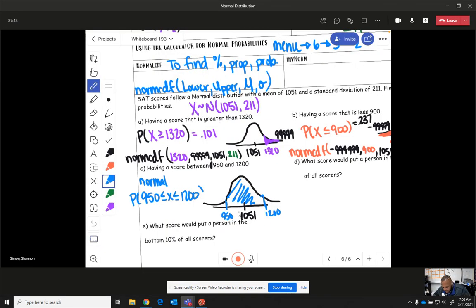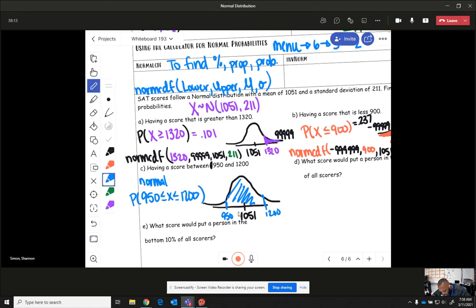So you want to be between, and again, I'm sorry I didn't show this, but having a score between, it said 1950, change that to 950 and 1200. We want to be between, draw your curve. So you're between, remember, leave your curve with 1051. You're between 950 and 1200. So you're shading inside of here. You write that statement like this. You want X to sit between those two values. Here's how you write that. Your lower bound is 950. Your upper bound is 1200.